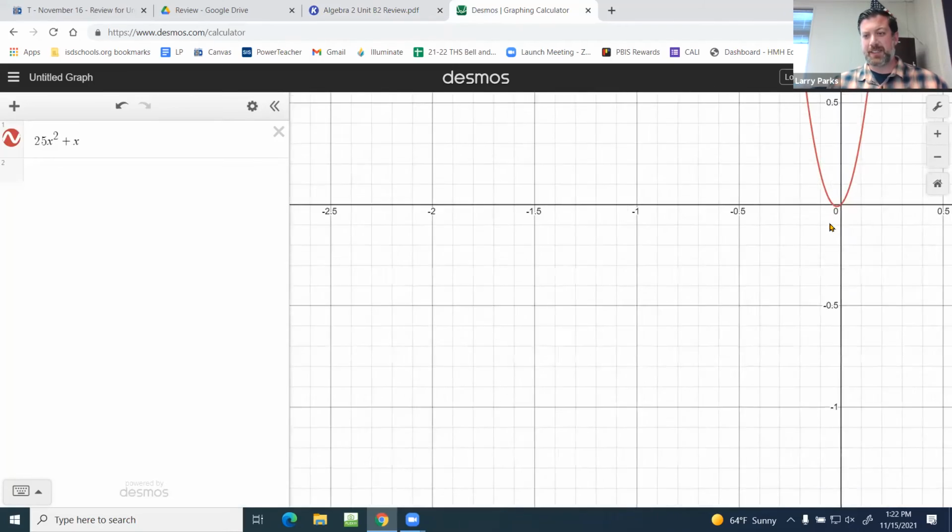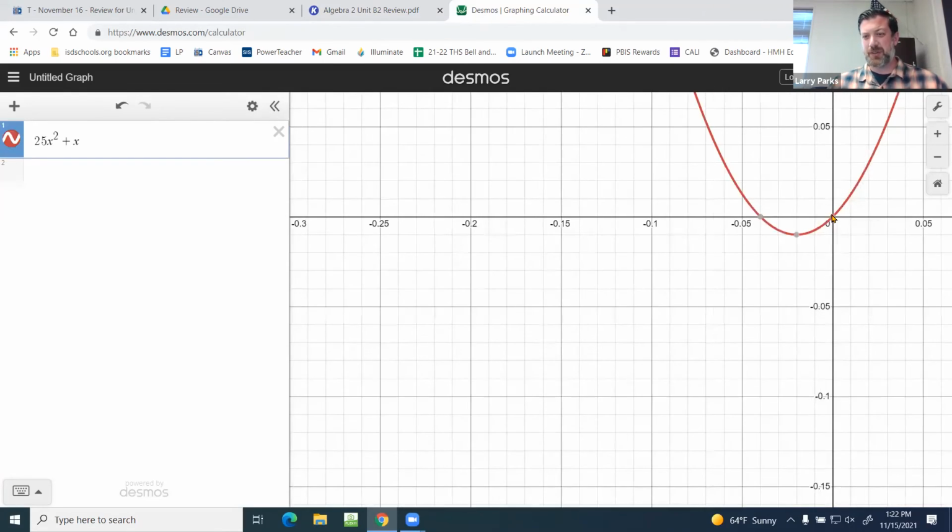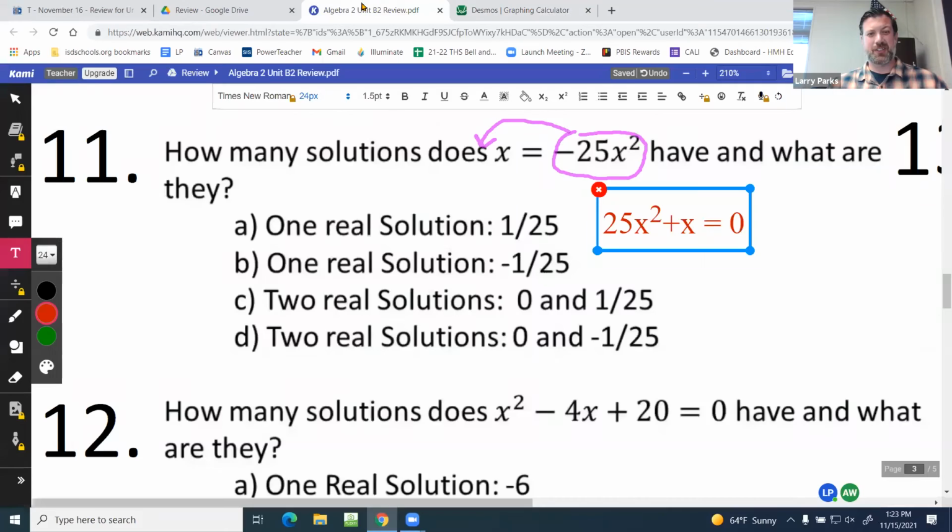So from a distance, it might look like one solution. If you zoom in, look, there's 2. There's one there and one there. Remember, solutions are x-intercepts. We have everything on one side. So how many solutions are there? There's 2 of them.